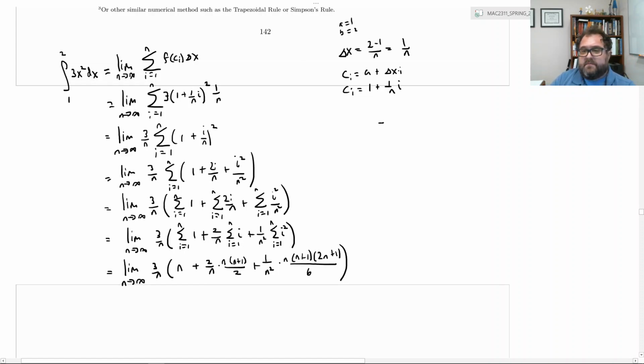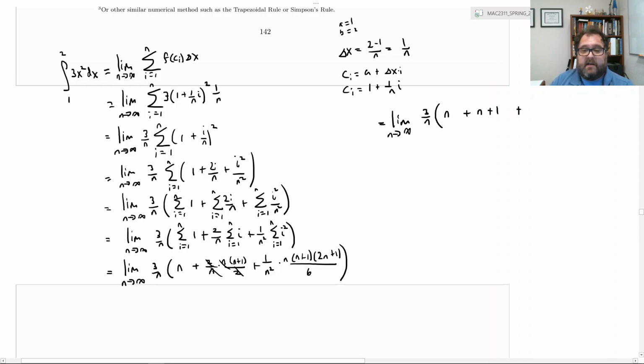So it equals the limit. I'm going to clean it up before I distribute that 3 over n. We have the limit as n goes to infinity of 3 over n. I'm just going to clean up inside the parentheses a little bit first. The first term is just an n, nothing to simplify there. But the second one, we have a 2 over 2, those cancel, and an n over n, those cancel. That leaves me with just n plus 1. So n plus n plus 1.